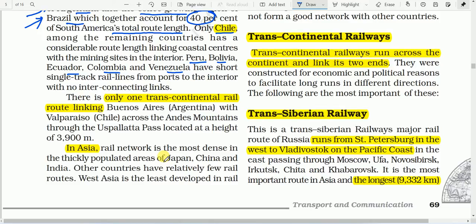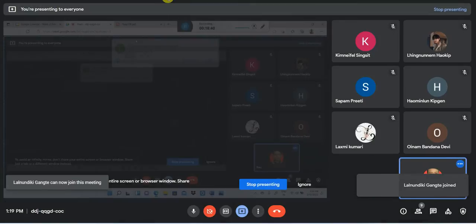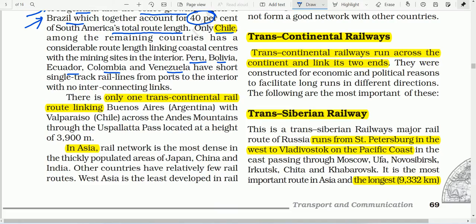Let us continue. There is only one transcontinental rail route linking Buenos Aires in Argentina with Valparaiso here in Chile across the Andes Mountains through the Uspallata Pass, located at a height of 3,900 meters above sea level. So there is only one transcontinental railway line in South America, connecting Buenos Aires in Argentina with Valparaiso in Chile.